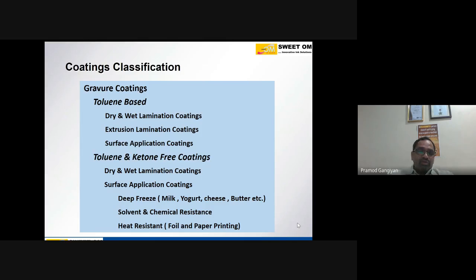Like today, I introduced recently, one month back, there was a notification from the Government of India that we cannot use toluene-based coatings for food packaging. So there are certain legislations. There are certain legislations which are not from the government, but are industry specific.